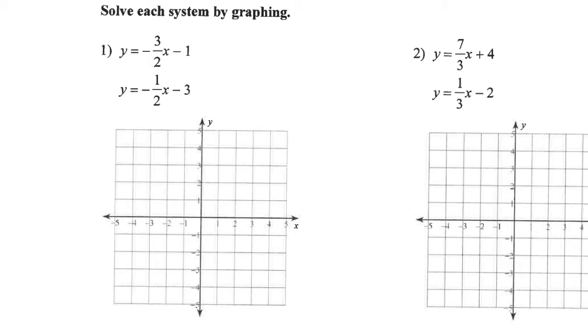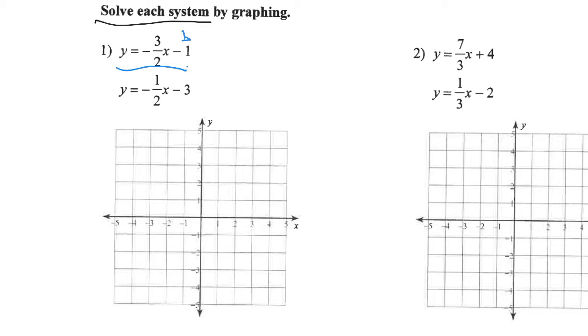When you're solving a system of equations, you're looking for which x and y values satisfy both of the equations at the same time. So what you're going to do is graph both of these equations and find where they cross, because wherever they cross is going to be the solution. So I'm going to just graph this first one.